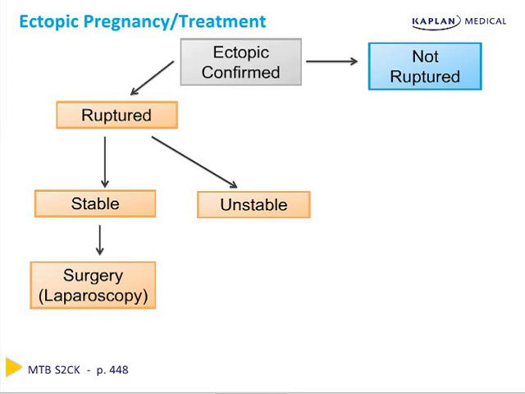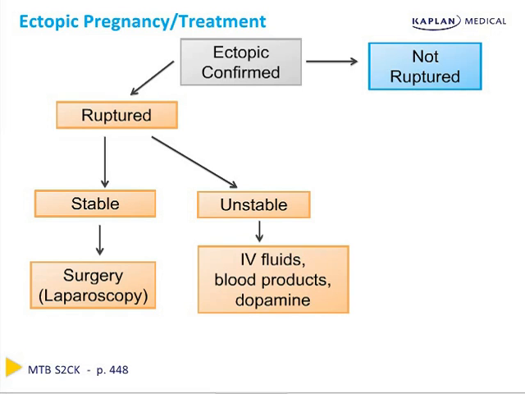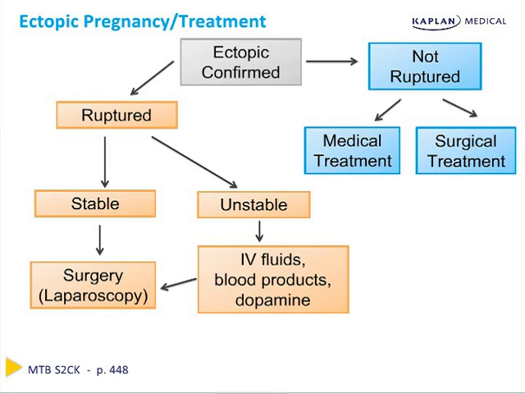If the patient is unstable, the Step 2 exam will let you know by changes in their vital signs, and answers to the questions should include resuscitation with IV fluids, blood products, or pressors if necessary, followed by surgery. If the pregnancy is not ruptured, medical or surgical treatment can be offered to the patient.